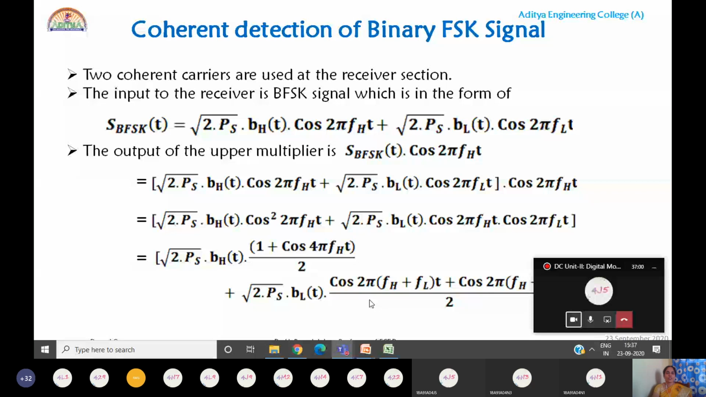Any one of you? Lower frequency component. What is the lower frequency component here? FH it won't allow. FH plus FL as well as FH minus FL it won't allow because these two are mixed frequencies. Then what is the output of low pass filter? Only the DC component. What is the DC component?